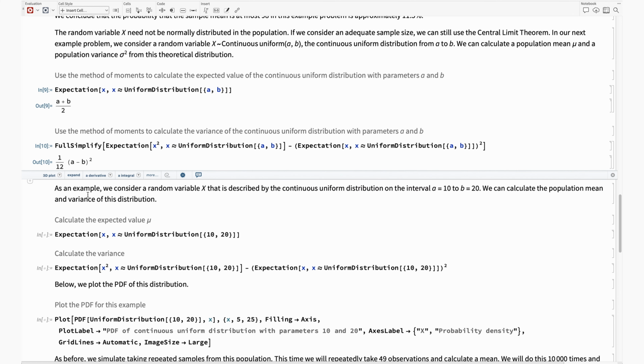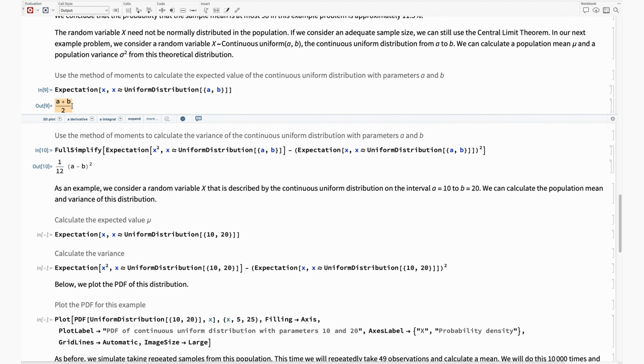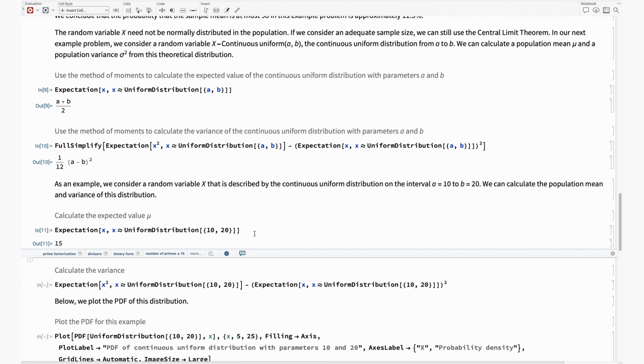So let's put some numbers to this. We're going to consider a random variable x that is described by the continuous uniform distribution on the interval 10 to 20. So a is 10 and b is 20. And so we can calculate a population mean and a variance from this distribution. Now remember, if I want to calculate the expected value, there it is, a plus b divided by 2. So it better be 10 plus 20 divided by 2. So that's 30 divided by 2, which is 15. And if I just use some software here, you're going to see that's very easy. That's going to be 15.